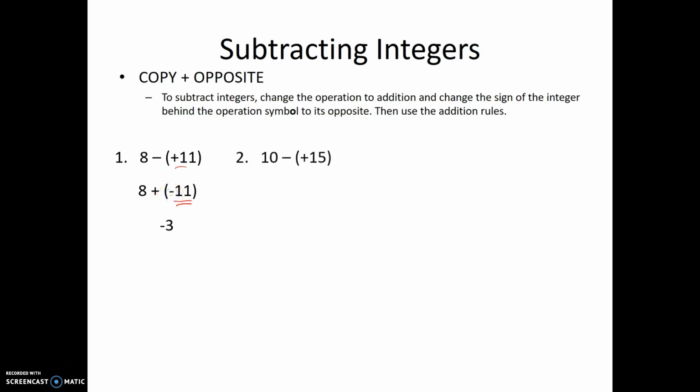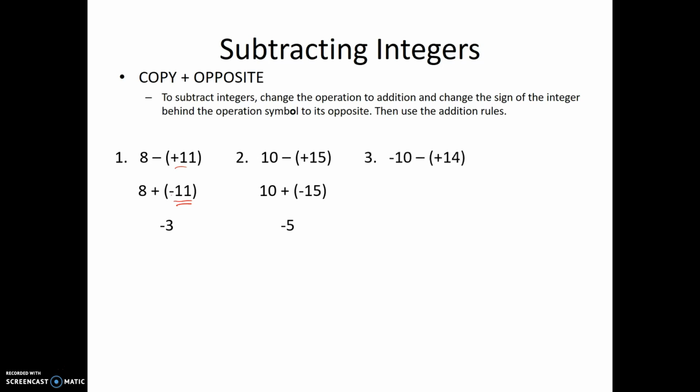We have 10 minus 15. So let's copy the first integer, change the subtraction sign to an addition sign, and then write the opposite of 15. And it looks like that. And we're going to find the difference. This is another different sign difference problem. And we get negative 5.